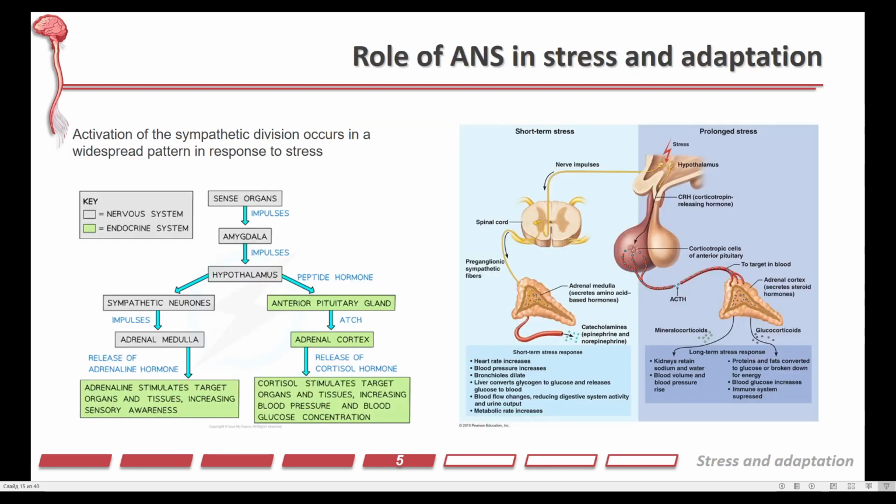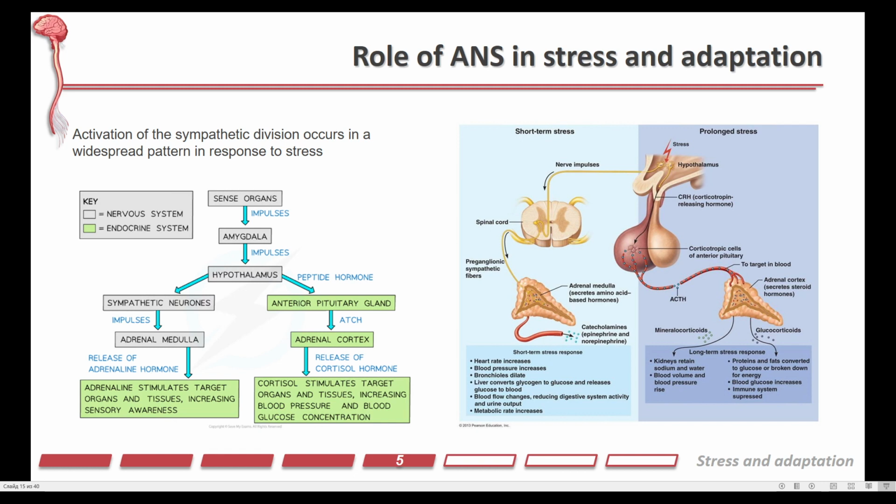Now let's talk about role of ANS in stress and adaptation. We partially mentioned that. Mostly it will be governed by sympathetic division. This is when you need an urgent, a quick response. But as you remember, we have two mechanisms of regulation. One is neural and one is humoral.